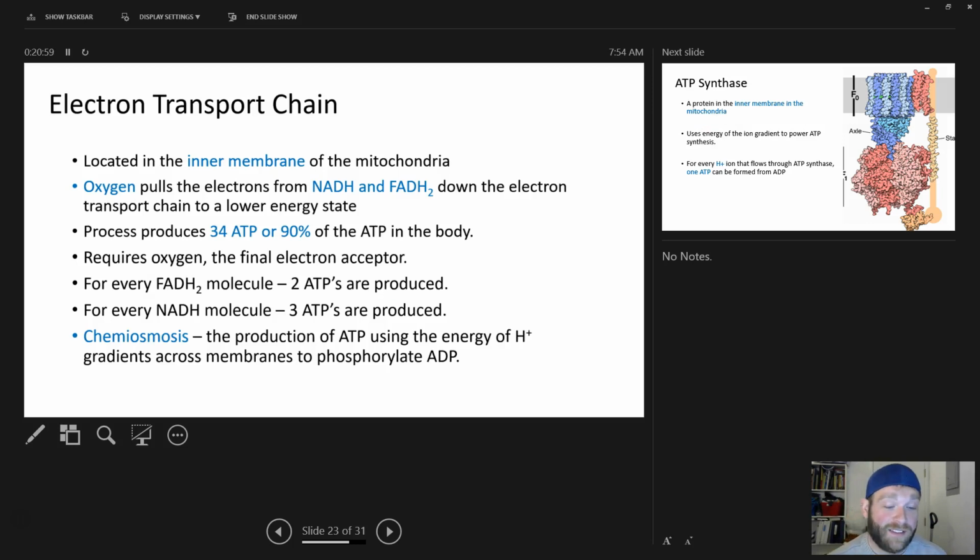Okay, there's a lot of text on this slide, I'm sorry, but it's a good summary of everything that's happening. At least I think it is. All right, so electron transport chain. This is our last step in the entire process of cellular respiration.